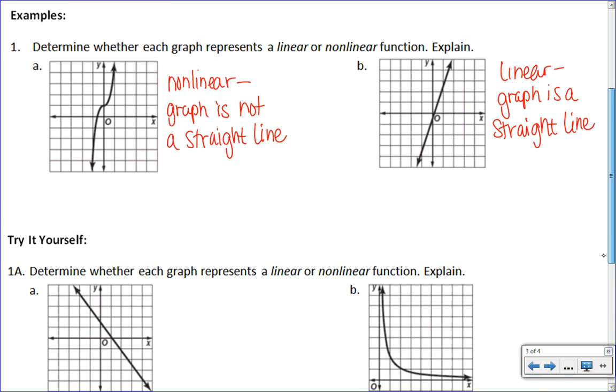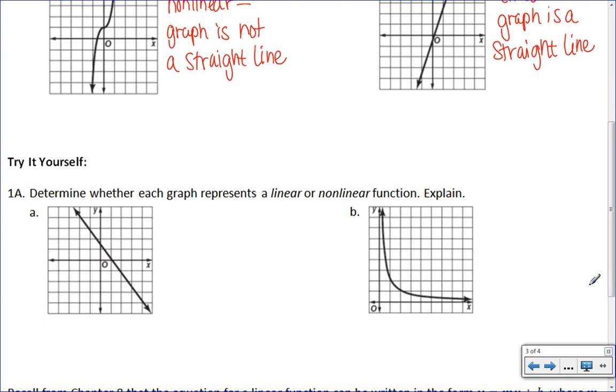Okay, so for the next two, the try it yourself problems, pause the video, answer those two, determine whether each one is linear or non-linear, and then press play to check your answers. Okay, for these two, the first one is linear, the second one is non-linear.